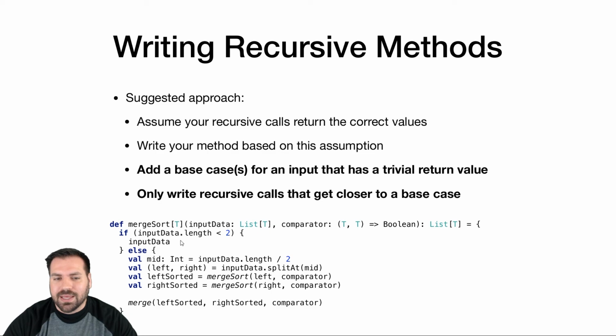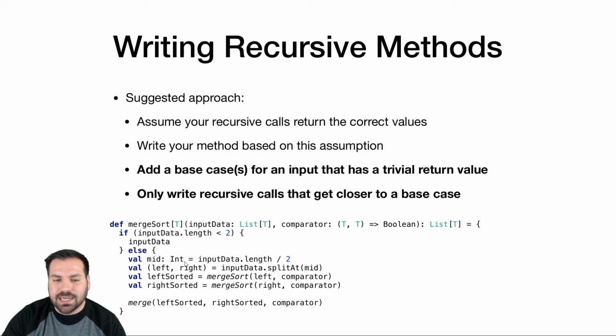I'm not even going to do anything, not accessing my comparator. I'm doing literally nothing. I'm just returning the input. That's a very simple, trivial input-output behavior, and that's what your base cases should be like. Very simple, trivial behavior.